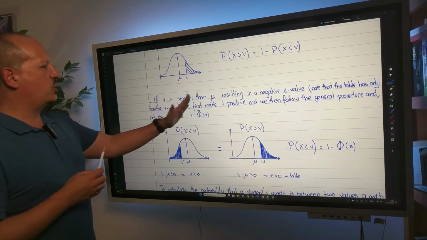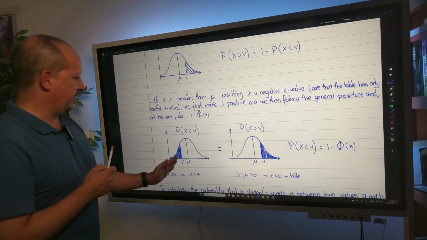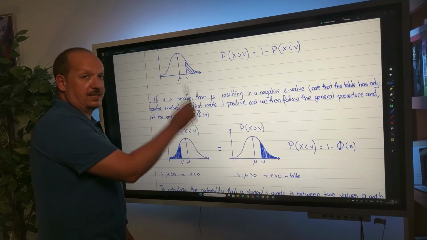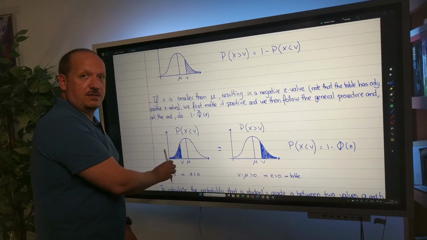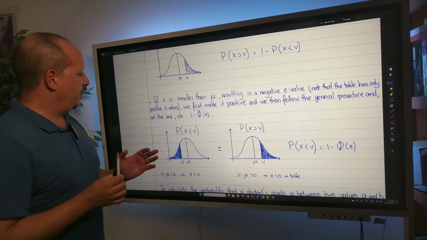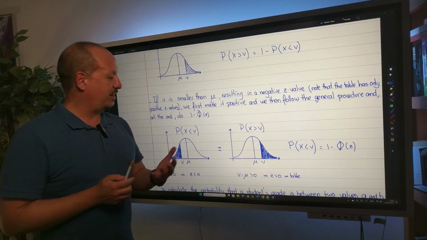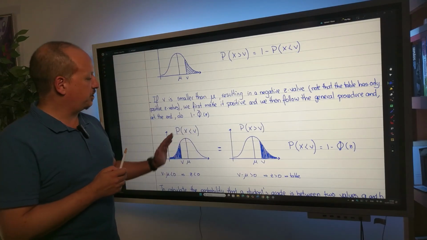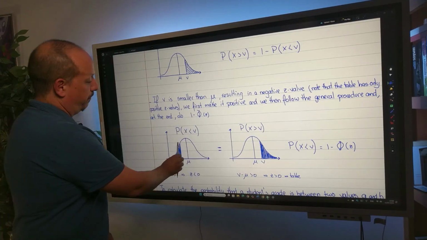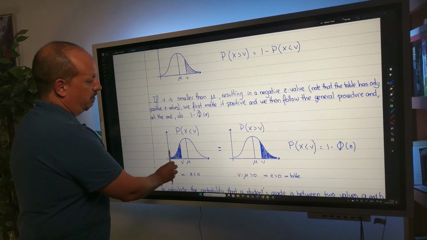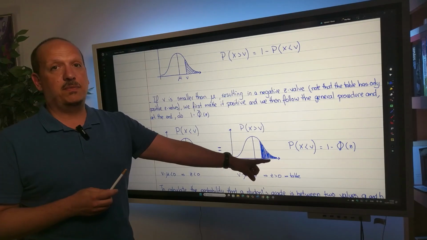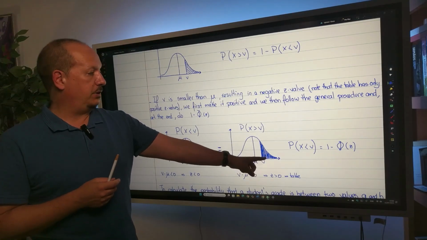If v is smaller than u, let's say that it is over here. You want this probability over here, but the table doesn't give you this. But you use one of the good things about the normal distribution, which is that the shape is symmetrical. So this area over here is the same as this area over here. Would you agree? And how do you calculate that area over there?